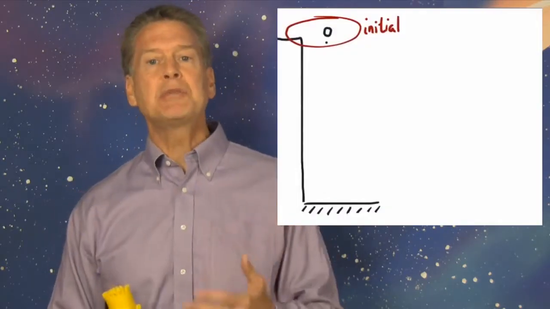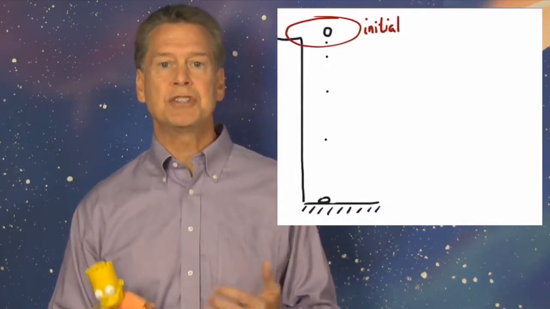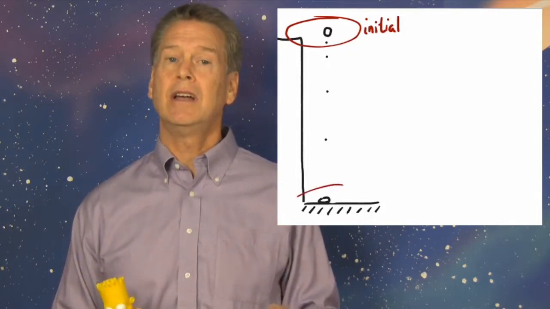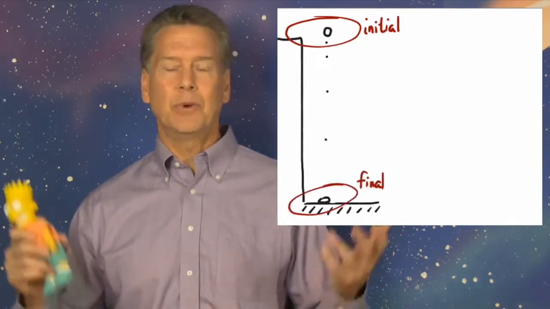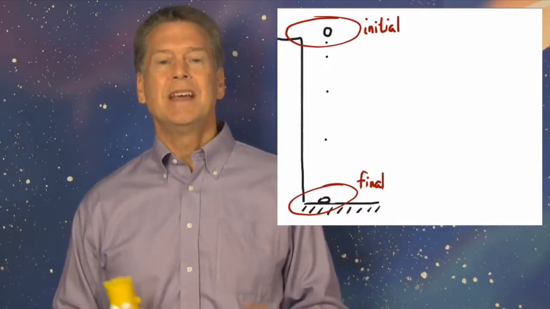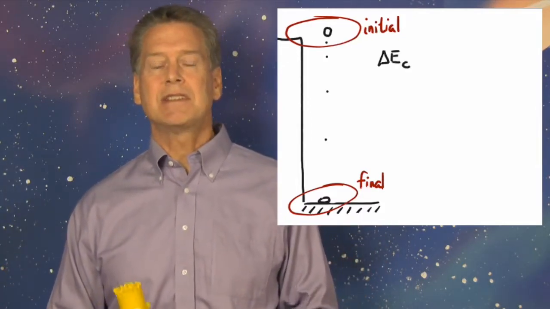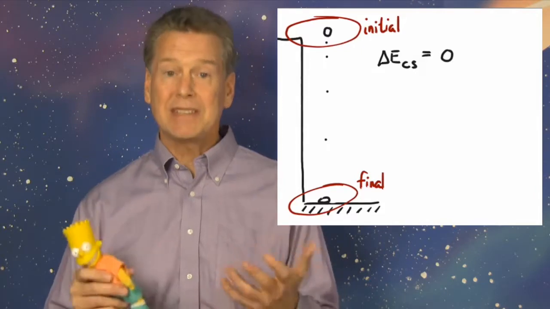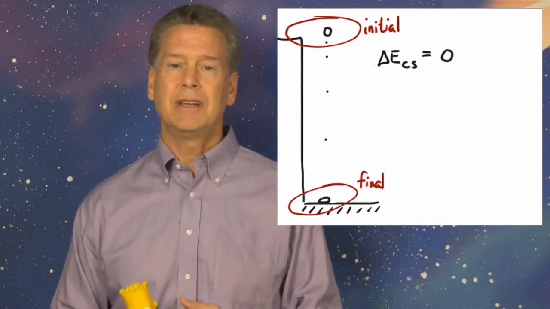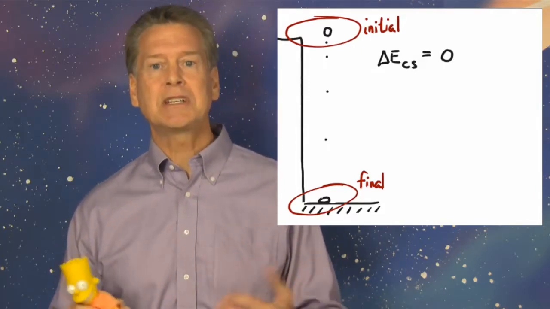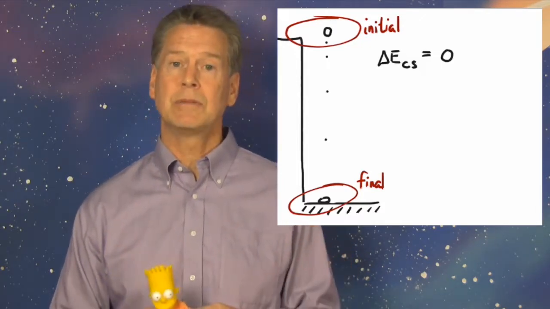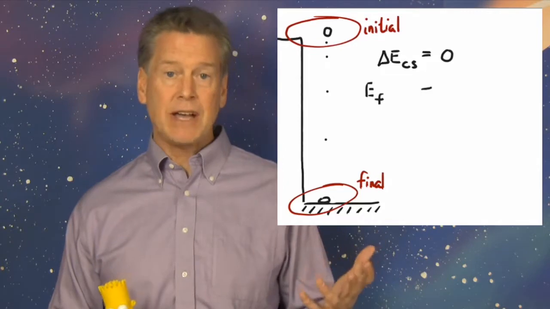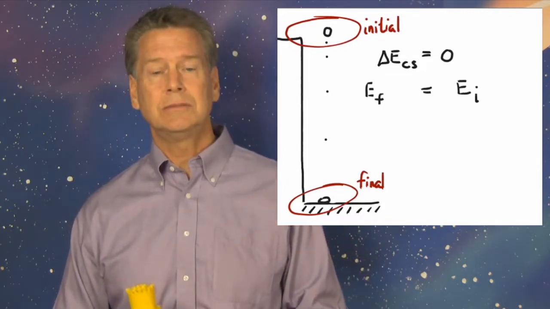For example, suppose we had chosen the final situation to be 1 second later, 1 second after the object hits the ground. Where's the energy gone? Delta E sub CS equals 0. Is this a closed system? Yes, the falling object and the Earth are not affected by any significant external force. So, E final equals E initial.